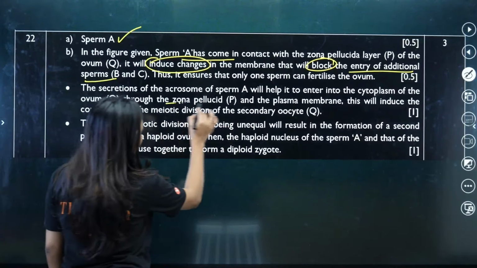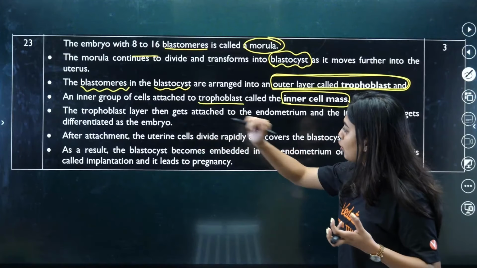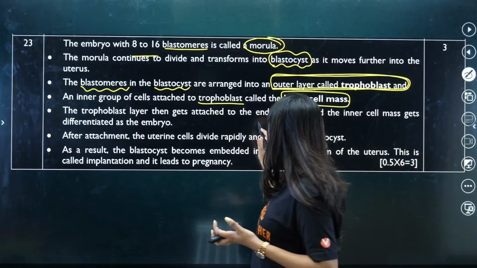Now, what is going to happen, student? The cells will be formed, that is your blastomeres. The blastomeres in the blastocyst are arranged in an outer layer called the trophoblast. Very, very important, okay? So, all the cells will arrange themselves to form one layer called the trophoblast. Inside this, what do we have? An inner group of cells attached to the trophoblast, which is called your inner cell mass. Now, this trophoblast layer then gets attached to where? The endometrium, because it is getting ready for pregnancy, for implantation to happen, right? So this trophoblast layer gets attached to the endometrium and the inner cell mass gets differentiated as the embryo, okay?